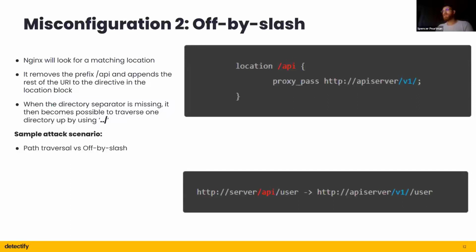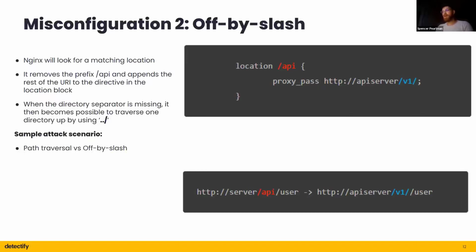So here, we'll see NGINX look for the matching location. When we make a request, it will remove the prefix API and append the rest of the URI to the directive in the location block. When the directory separator is missing, as we see here, it becomes possible to traverse only one directory up by using .. or the off-by-slash technique.